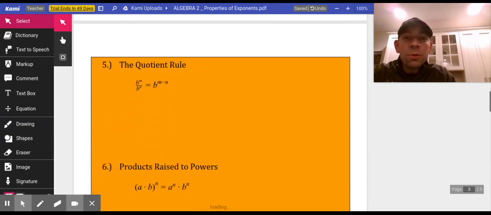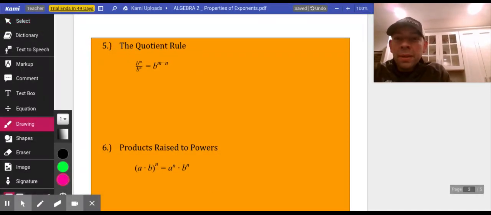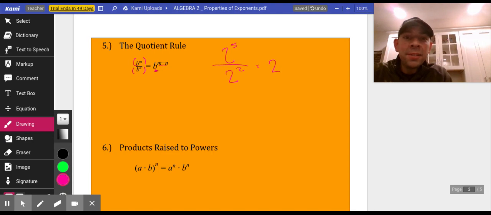What do you think's coming next? Yeah, I got a little quotient rule for you. It says, all right, let's take these 2 terms. They both have the same base, and if you want to divide them, you can. Just maintain your base and subtract your exponents, and you are good to go. So maybe I have 2 to the 5th divided by 2 squared. I'm going to maintain the base and then subtract those exponents.